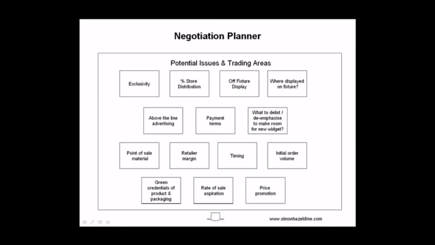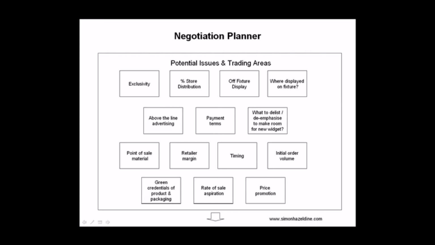I've got exclusivity, percentage store distribution, off fixture display, whereabouts the widget will be displayed on the fixture, and so on and so forth. And what you can do with this is make connections and links, sometimes even drawing lines to connect. For example, exclusivity at the top left with percentage store distribution. Those, in your mind, may be two linked and interconnected issues. And just drawing arrows or lines or making little notes to yourself on the planning document allows you to control, if you like, the dashboard for the negotiation.